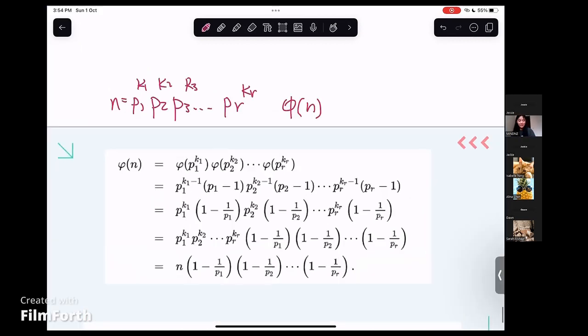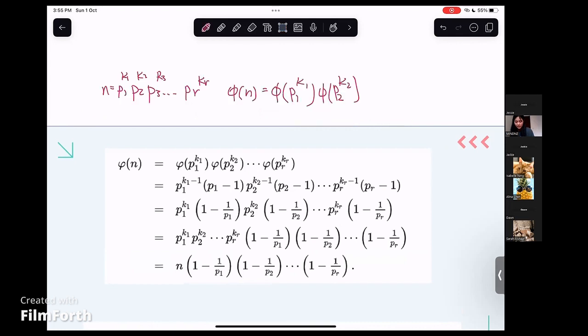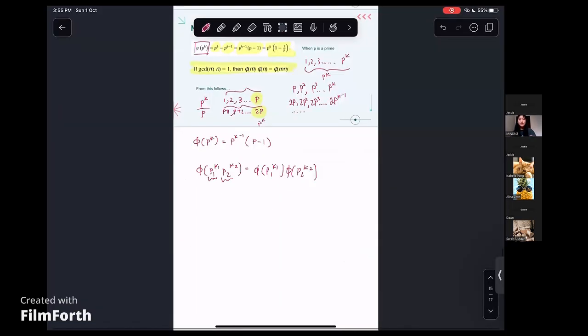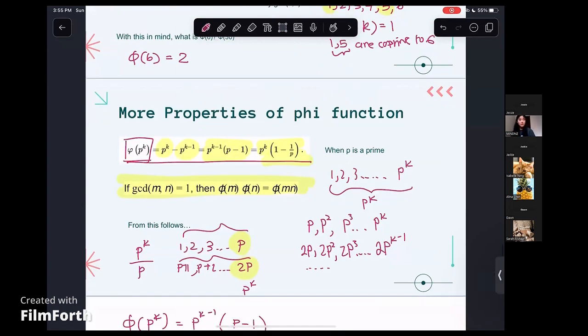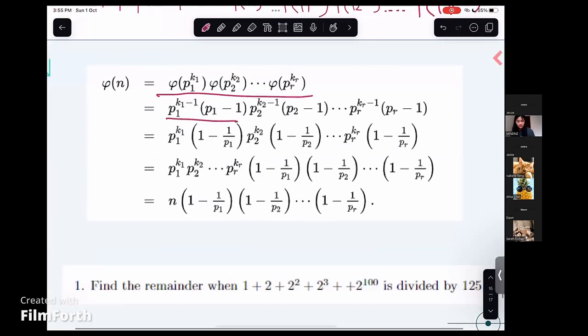So we can split every prime out so that it's the phi of p1 to the k1, p2 to the k2, because all these numbers are coprime. And we get something like p_r to the k_r, right? And if we do this, like we see over here, we can then use our first property and write it as this. So then we can write it as something like this, right? So we just find them each individually.